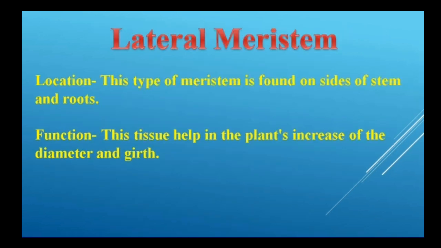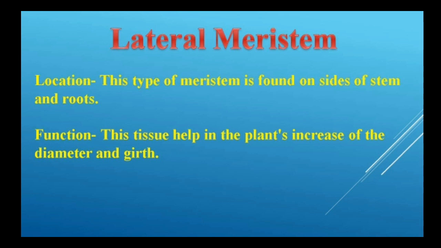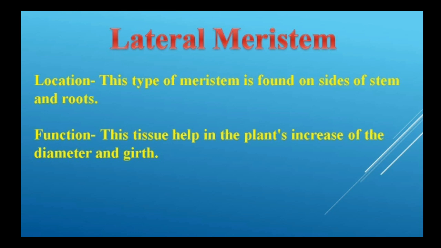Now the next type of meristematic tissue is lateral meristem. Now what is the location of this lateral meristem? This type of meristem is found on the sides of the stem and roots. And what is its function? This type of tissue helps in the increase of the diameter and girth of plants.